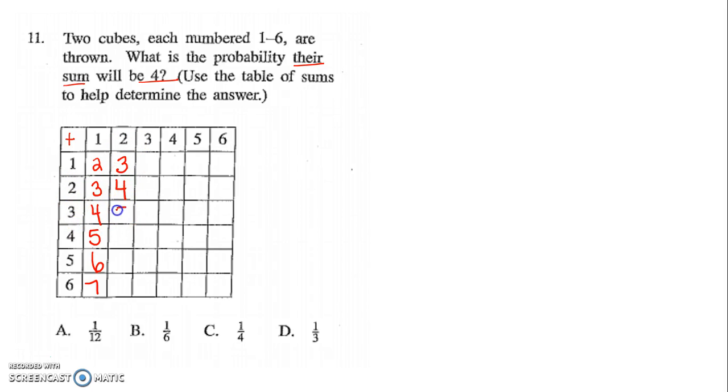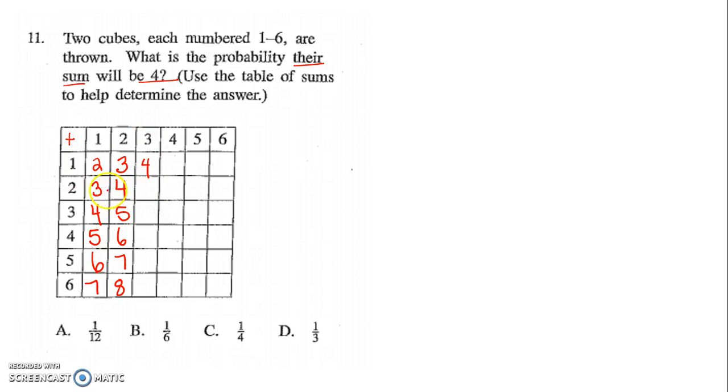2 plus 3 is 5. 2 plus 4 is 6. 2 plus 5 is 7. 2 plus 6 is 8. Hopefully you're seeing a pattern. Now you would roll a 3 and a 1. 3 plus 1 is 4.